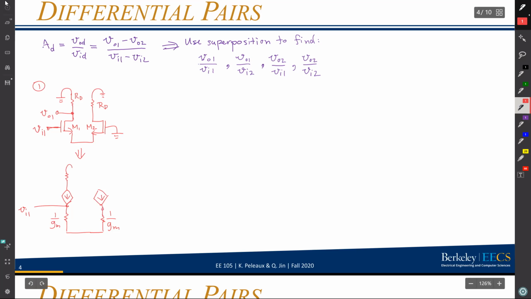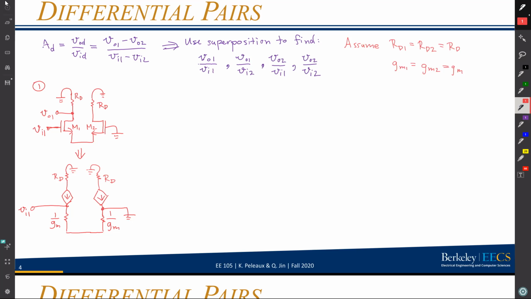And then I'm grounding the input, the gate of M2. Like I was saying, if we were doing this more generally, we would designate GM1 as the transconductance of M1 and GM2 as the transconductance of M2. But for the sake of this, I'm just going to assume first that RD1 and RD2 are matched. Let's call that RD. And then I'm also going to assume that GM1 and GM2 are matched, and just call that GM.